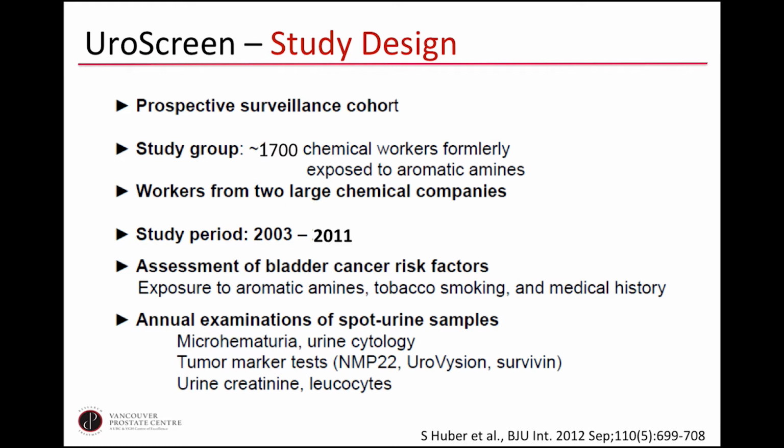This was a prospective trial started in 2003 that looked at 1,700 men who were perceived to be very high risk due to their exposure to aromatic amines at a factory or a few factories, two large factories in Germany. They could also be smokers, et cetera. That was all captured. And they had multiple tests done. They had urinalysis, urine cytology, and then NMP22, Urovysion, and Survivin.